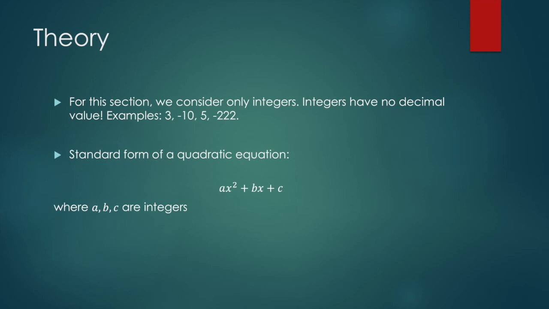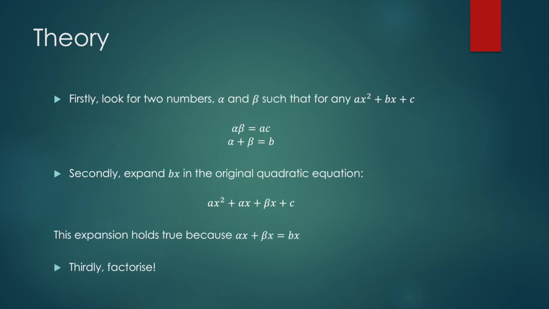So now into quadratic factorization, we will consider only integers in our quadratic. And what do I mean by that? I mean that if we consider the standard form of a quadratic, it can be written as ax squared plus bx plus c. So a, b, and c are all numbers, and by extension, there will be only integers or whole numbers for this lecture.